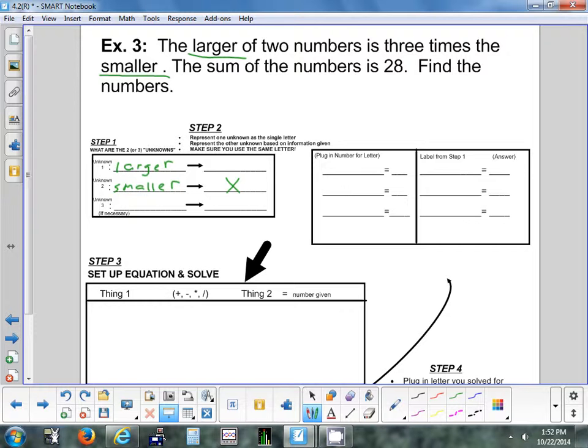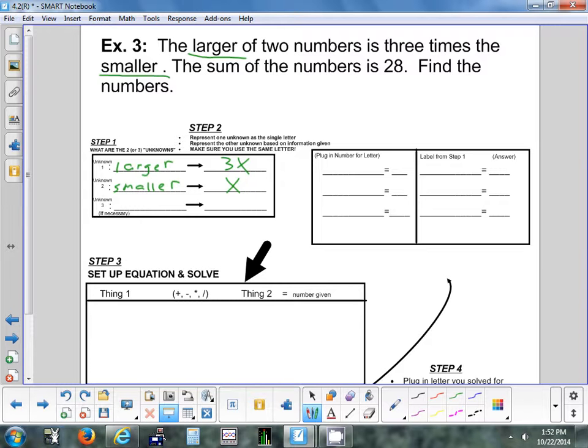Okay, so how would you write larger? If the smaller is x and the larger is 3 times that, you'd write 3x. Great. Now you've got your expression set up. Now let's read the next sentence. The sum. That's the key word right there.